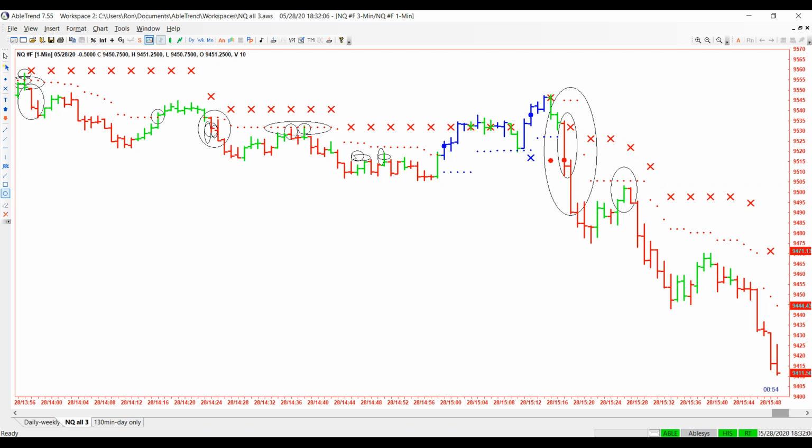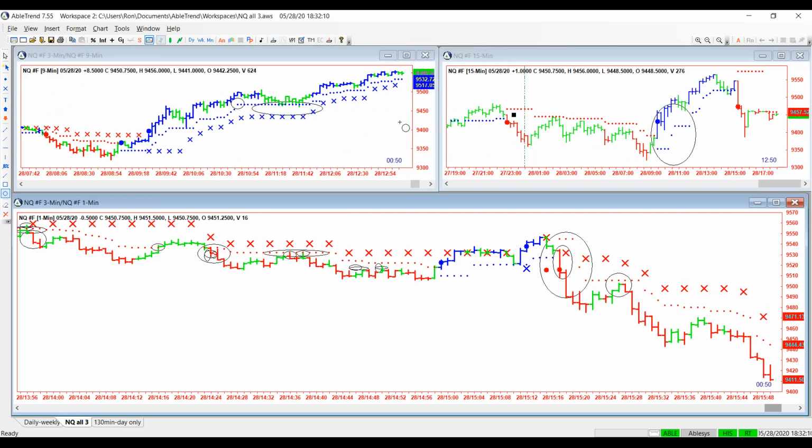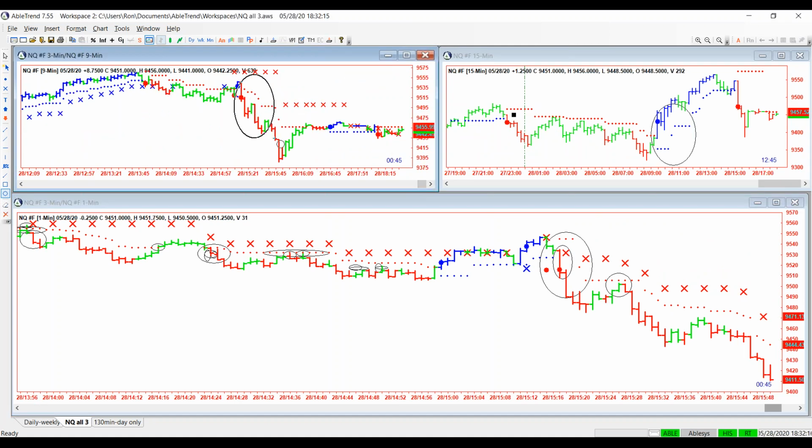There's where you want to get in because, again, the 3-minute, 9-minute was short. The 15-minute was short. Everything was screaming at us that we're going lower. Look at the 3-9 right there, short. At that time, look at the 15, short. Look at the 1-minute, 3-minute, short. But that was too long of a bar to get in. Totally agree. There's a pullback.